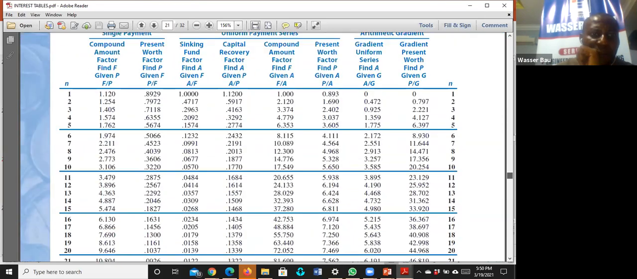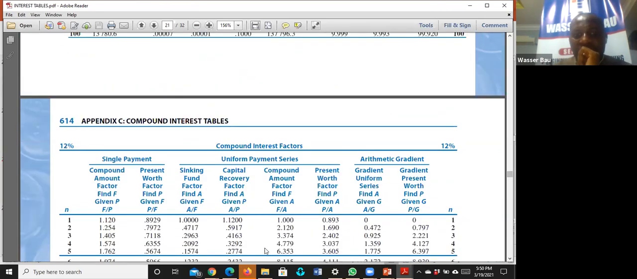This 12%, and 5 years. So good. So we are looking for A given P. In other words, we are doing capital recovery. You are telling the firm how to recover the capital.